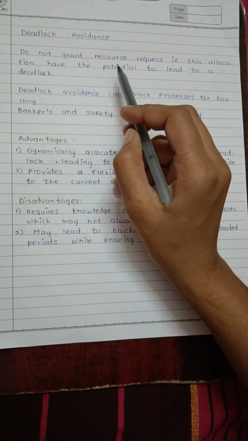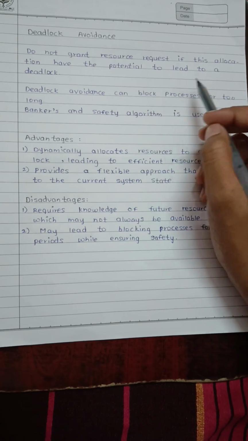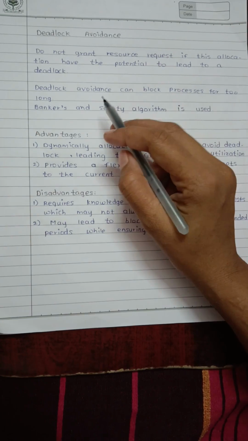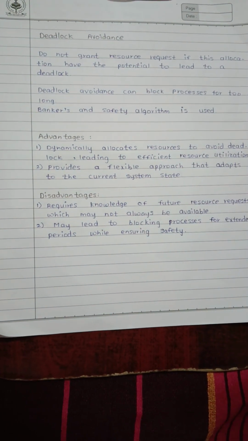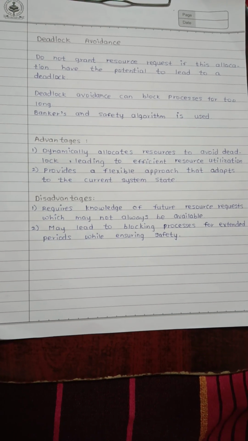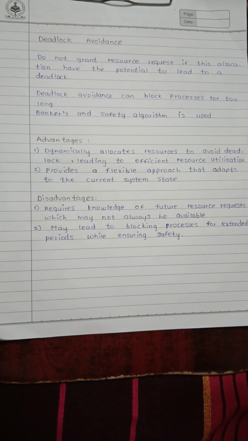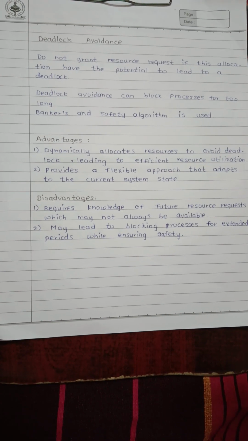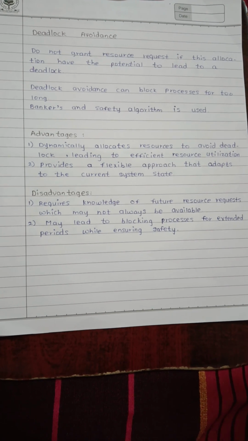Do not grant a resource request if the allocation has the potential to lead to deadlock. Deadlock avoidance can block processes for too long. The Banker's and safety algorithm is used. Banker's algorithm is a technique used for deadlock avoidance. The maximum requirement of each resource must be stated in advance by each process. The deadlock avoidance algorithm dynamically examines the resource allocation state to ensure that there can never be a circular wait condition.